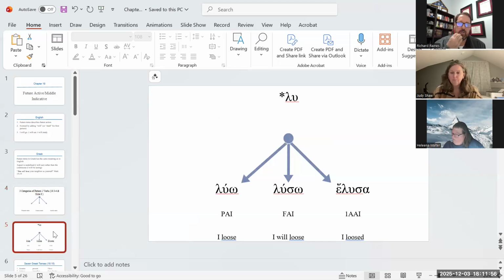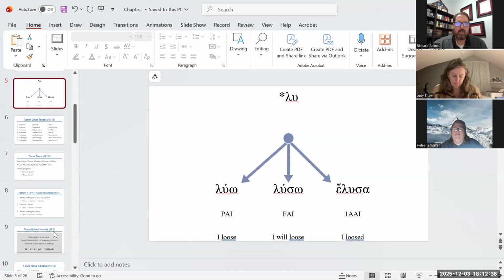Here's an example using lu: present active indicative luo, I loose; future active indicative, which you are learning this week, I will loose; and then the first aorist active indicative, which you haven't learned yet, elusa. You see you're getting a glimpse into the future here, because in the first aorist you're adding a prefix and a suffix. So lu remains constant in pattern one. So that's all that means. We don't need to get any more difficult than that.